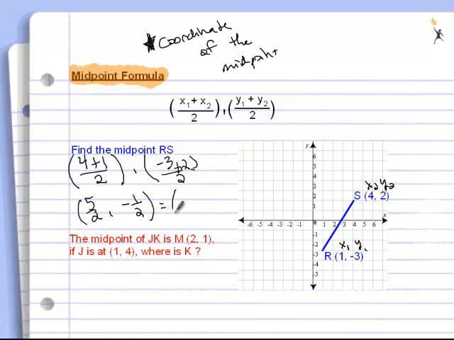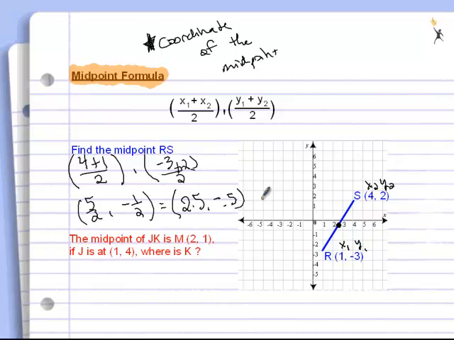And so what I get is 2.5 because 5 divided by 2 is 2.5. And then -0.5 because -1 divided by 2 is -0.5. And so what I find here is that my midpoint is at 2.5, -0.5. My midpoint is right there.